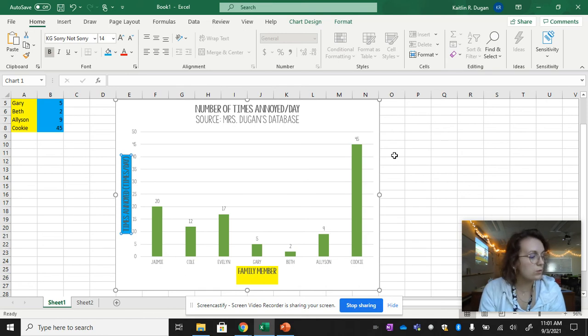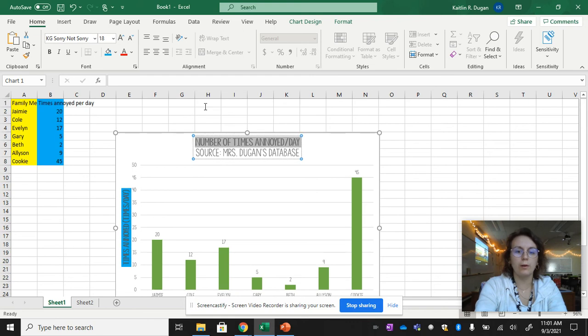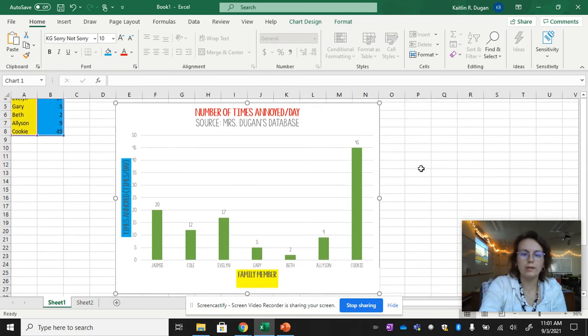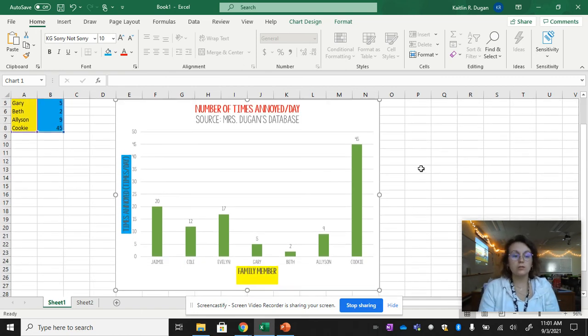Now, the first thing that we always want to find out is what is the subject of the graph? What is this graph even saying? The way that you can find what the graph is talking about is the title. So this right here, this bolded part, the number of times annoyed per day. I'm going to put that in red so we know that red is title. Your title is what is going to tell you what the heck this graph is even showing us. If we didn't have a title, we wouldn't know. Maybe we could guess, but we probably would be wrong.